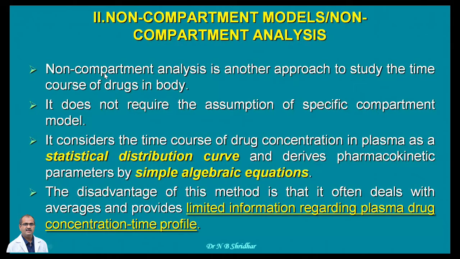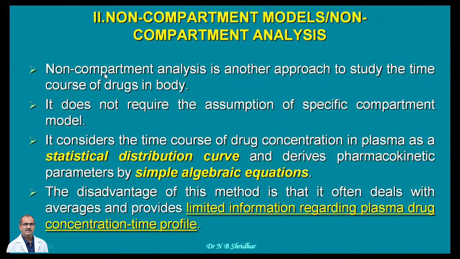So to make it easy, since so many calculation processes are there, the first one is the compartmental models, whereas the second one is the non-compartmental models or non-compartmental analysis. It does not require the assumption of specific compartments, just like 1 compartment, 2 compartment. But it considers the time course of the drug concentration in plasma as a statistical distribution curve and derives pharmacokinetic parameters by simple algebraic equations, simple equations.